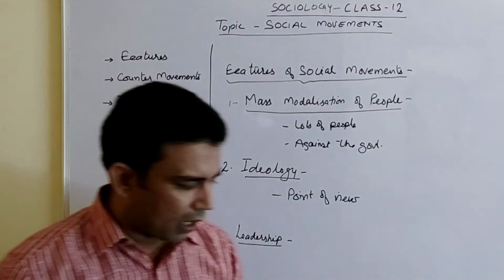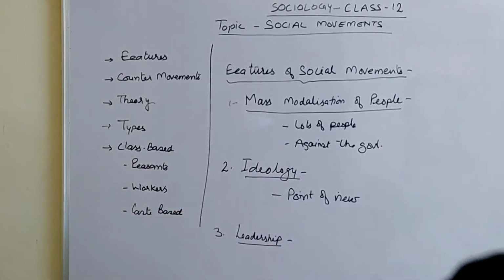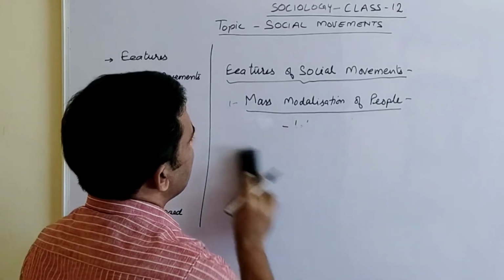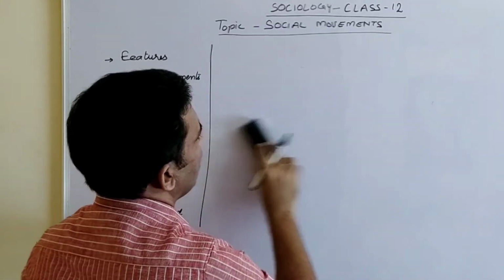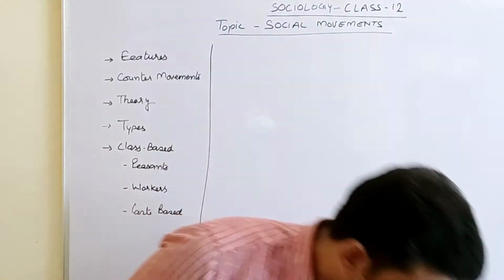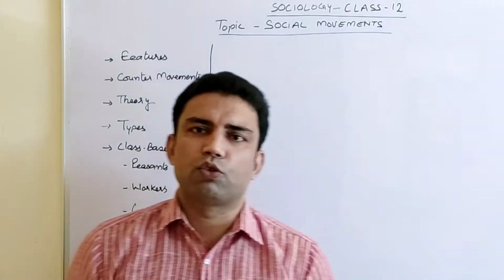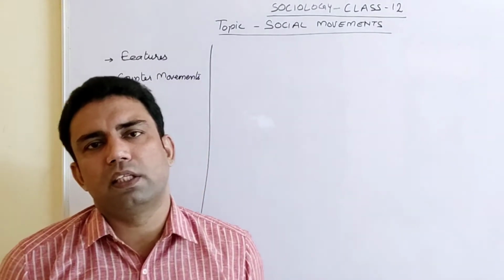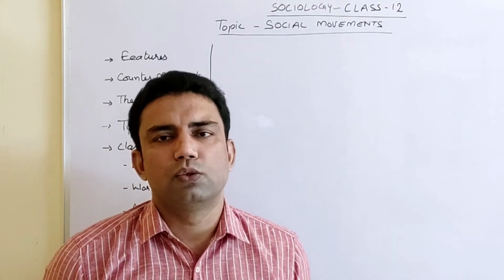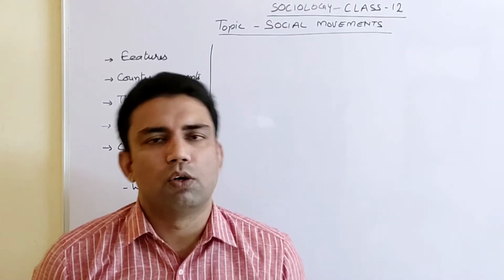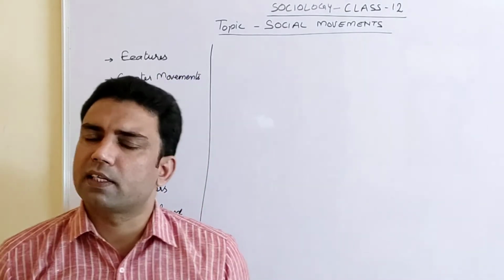Now we are moving to the counter movement. What is basically a counter movement? A counter movement arises whenever a social movement is carried out by a lot of people. But at the same time, we also have many people in society who are not happy with the movement. They do not want us to take the social movement forward, to raise public awareness, or to take the social issue to the next level.